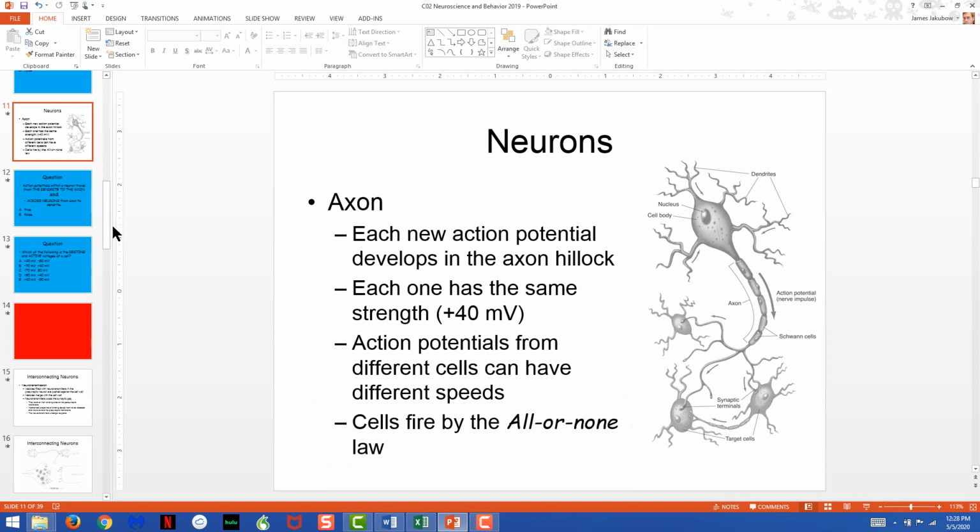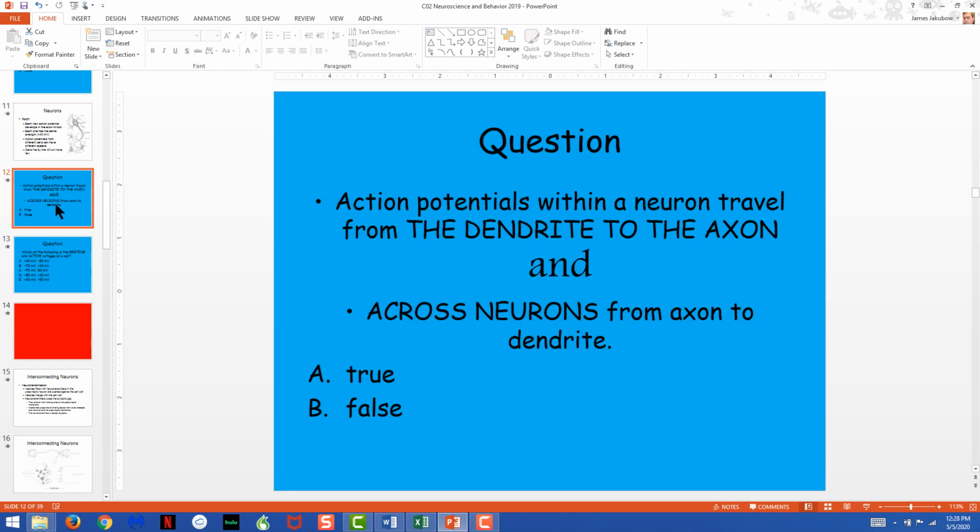Now let's ask two questions about some of the material we've been covering. Action potentials within a neuron travel from the dendrite to the axon and across neurons from axon to dendrite. Take a moment, stop the movie, and think about this very carefully, and I'll give you the answer in a moment. The correct answer there is false.